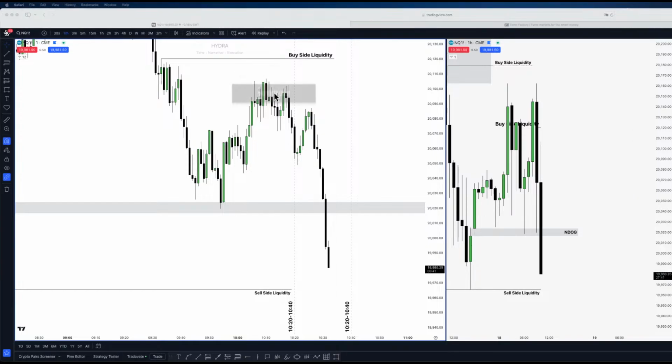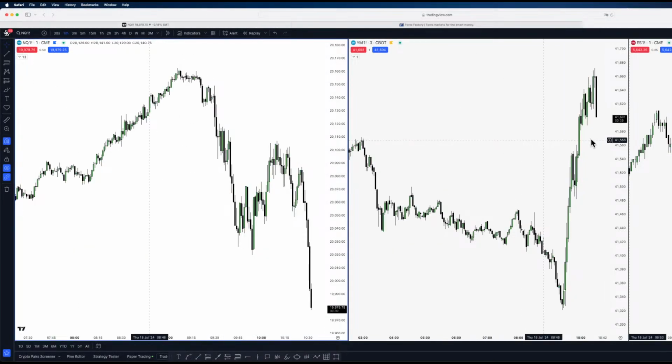Do they have a SMT up here? Yeah, they had a bearish SMT up here.